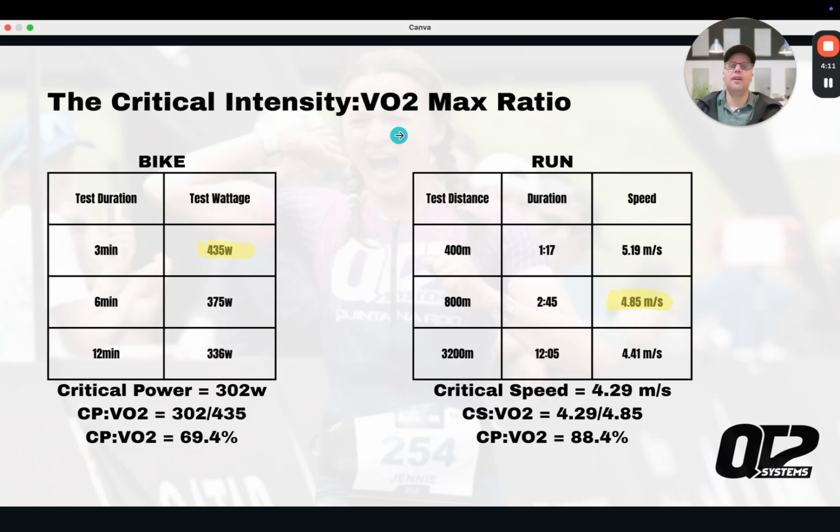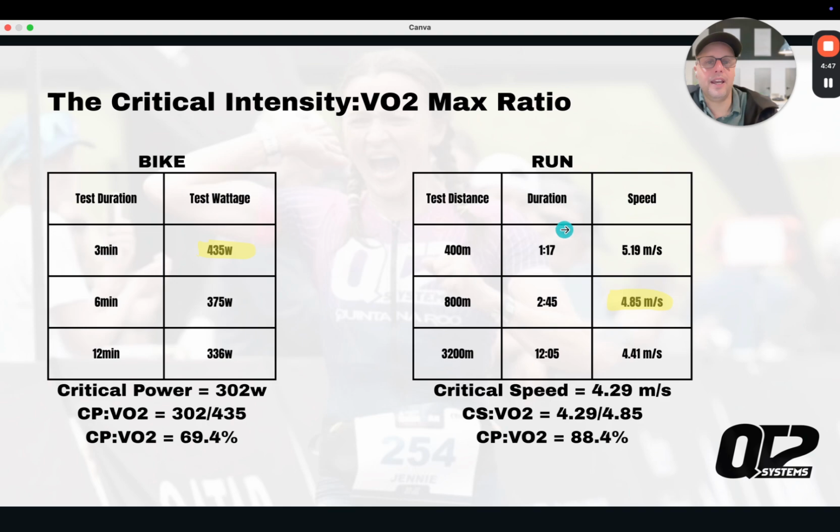All right, so if we go back to some testing that we had from the last presentation, we take a look at what we refer to as the critical intensity to VO2 max ratio. Critical intensity being either critical power or critical speed to power or pace at VO2 max. So on the bike, we have a pretty standard test here of 3 minute, 6 minute, 12 minute with corresponding results: 435 watts, 375 watts, 336 watts.